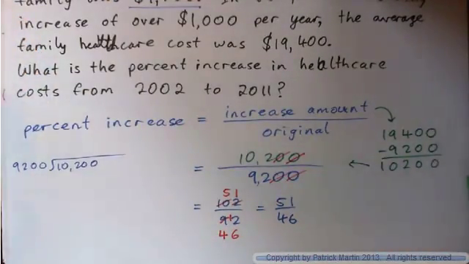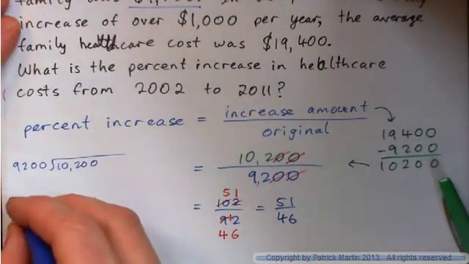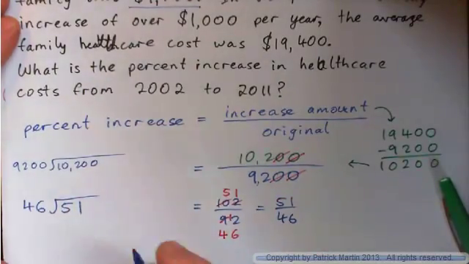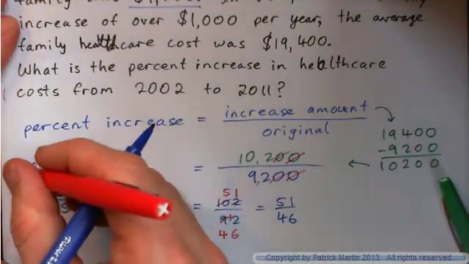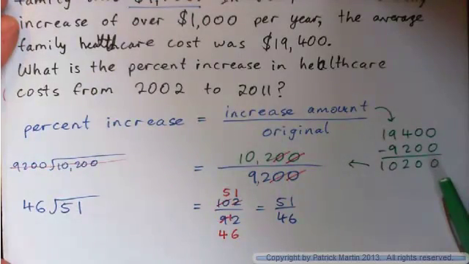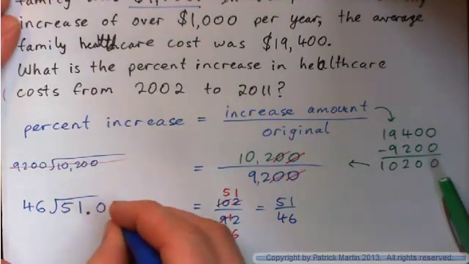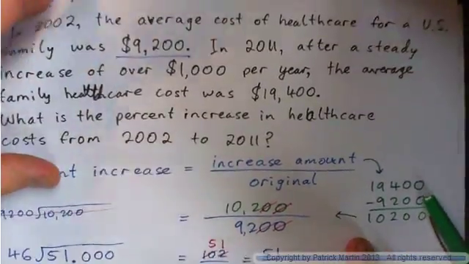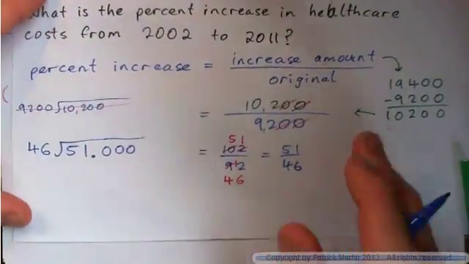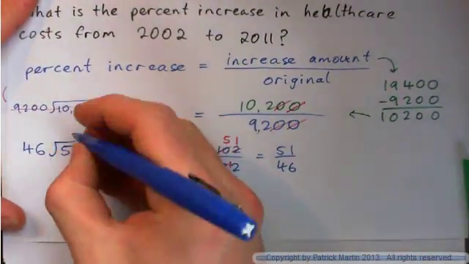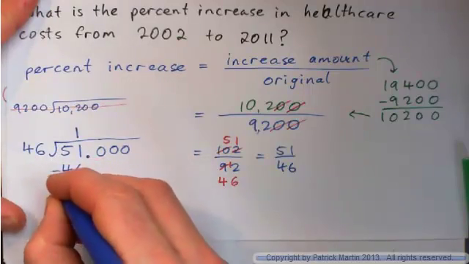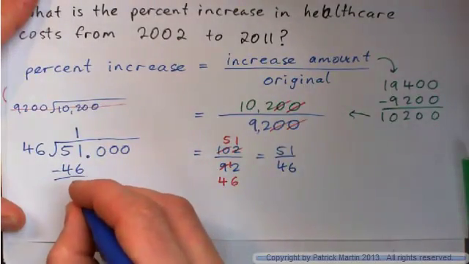So that's a little bit of a nicer long division to do. We've got to do 46 into 51, right? So at least you don't have to do 9,200 into 10,200. And we probably want to put on a bunch of zeros here and do some long division. Okay. So 46 into 51 goes 1 time. 1 times 46 is 46. Subtract, and I get 5.